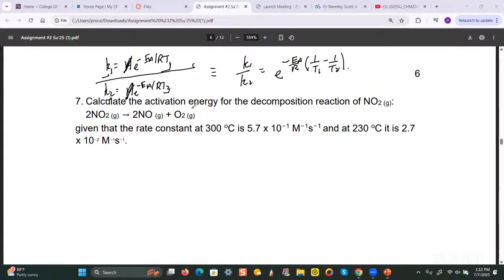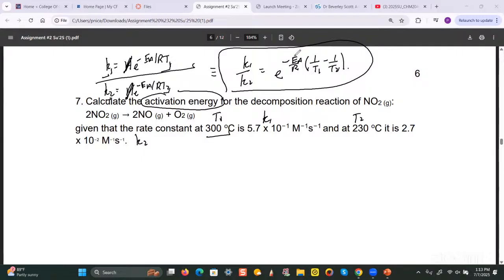So the reason why I derived this equation here is because if you look at this question, they gave you an initial temperature, so I'm going to call this T1. They gave you the corresponding rate constant, so I'm going to call that k1. This would be T2, and the corresponding rate constant would be k2. And what's the question asking for? The activation energy, right? Which is this right here.